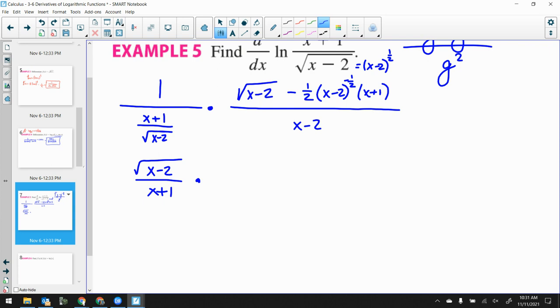Times, and now I'm going to manipulate the top here and reduce that down a little bit. I'm going to have the square root of x minus 2 minus, now watch what I'm going to do here. The x plus 1 is going to go on the top, and that's going to be divided by 2 times the radical x minus 2. The x plus 1 stayed in the top of this thing. The 2 is in the bottom. The negative sign means that (x minus 2) to the 1/2 kicks down, and I just turned it back into a square root. All divided by x minus 2.